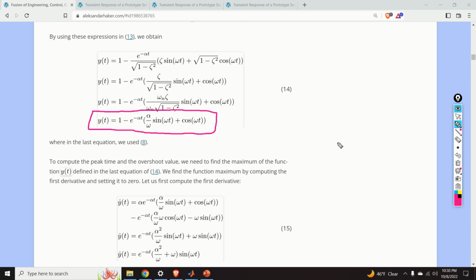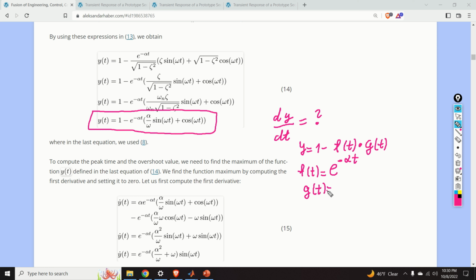The last equation in equation number 14 is our final expression for the system response. Now, we need to compute the first derivative of this equation. This equation can be represented as follows. We can write y is equal to 1 minus f of t multiplying g of t, where f of t is equal to e to the power minus alpha t, and g of t is equal to alpha over omega sine omega t plus cosine of omega t.